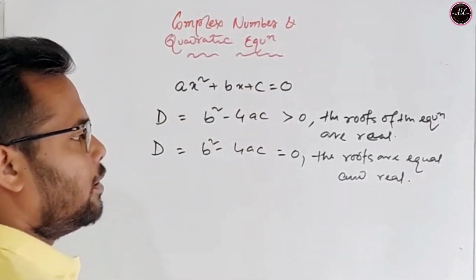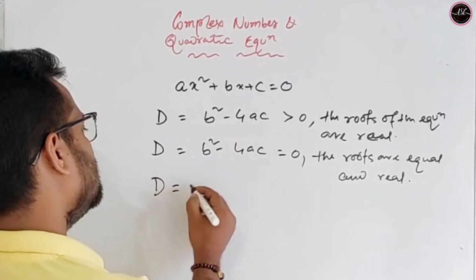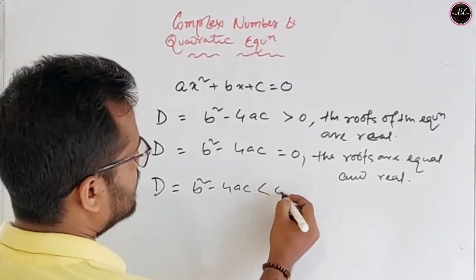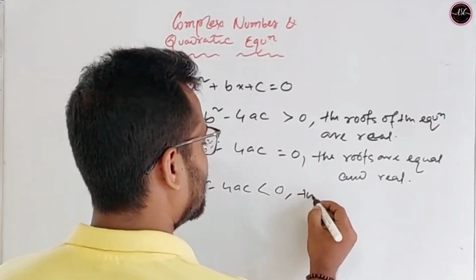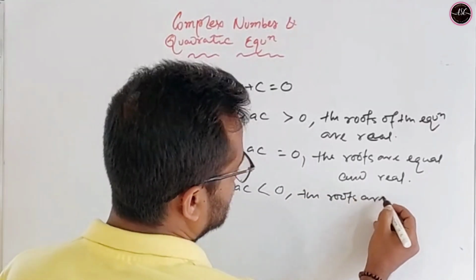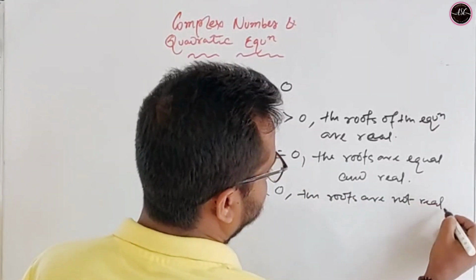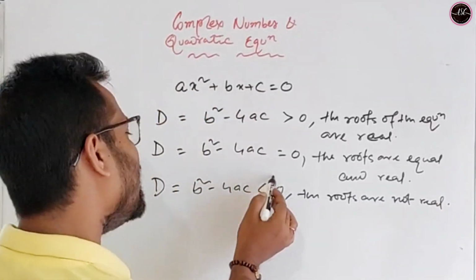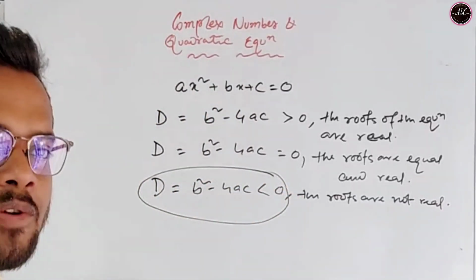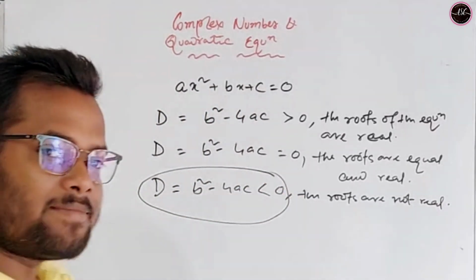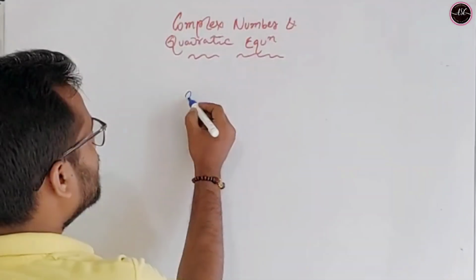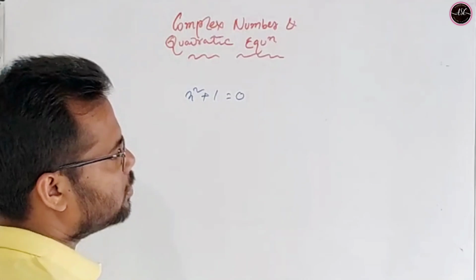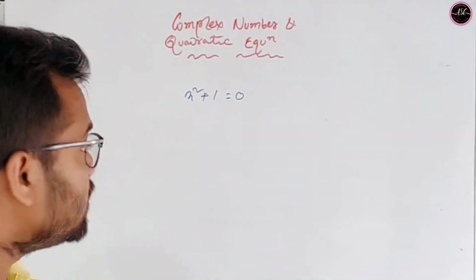When the discriminant D equal to b square minus 4ac is less than 0, the roots are not real. So from here, the concept of complex number has arisen. How? Let's see. x square plus 1 equal to 0. Can you find the roots of this equation?